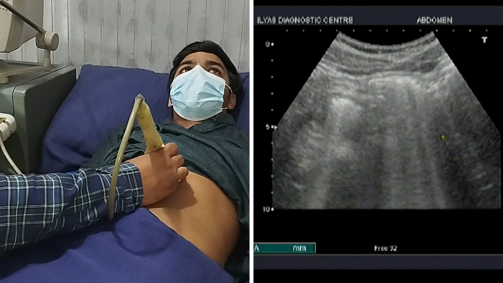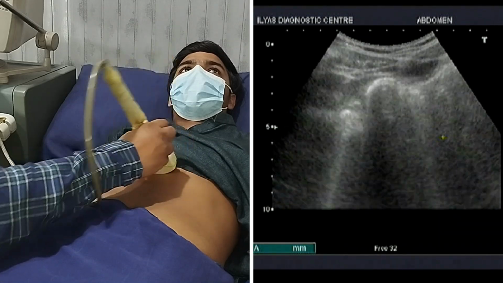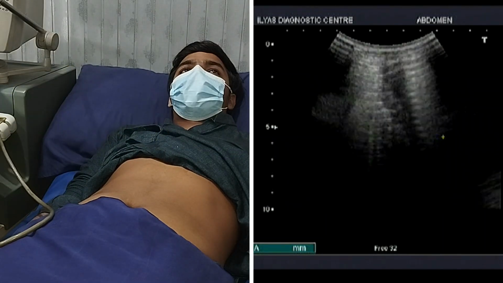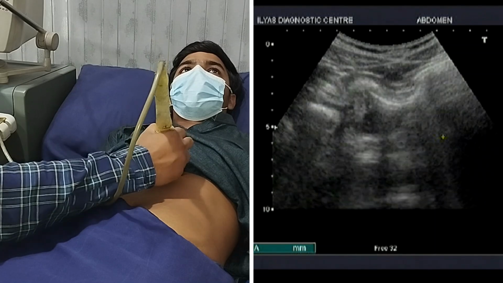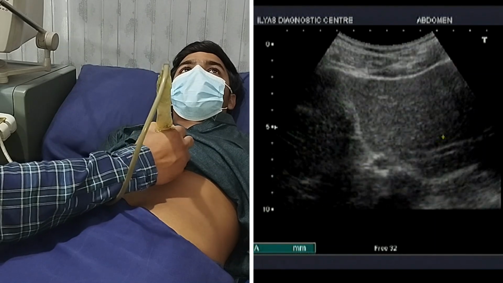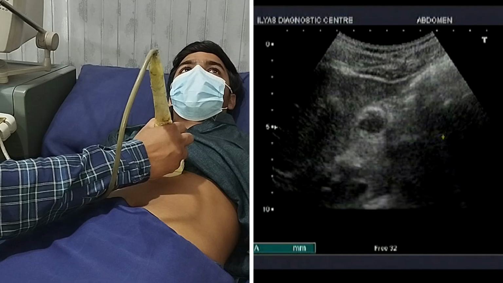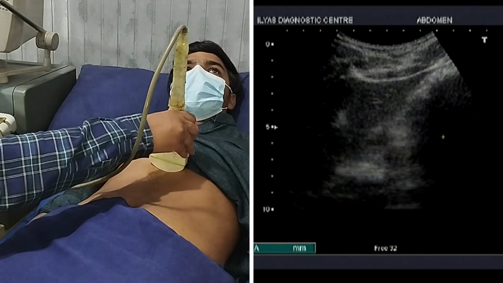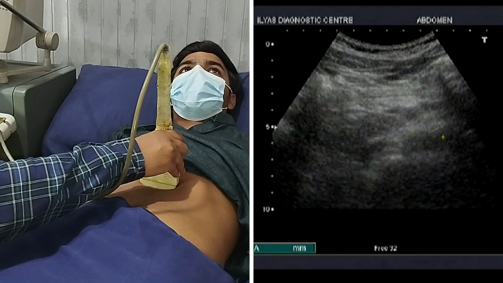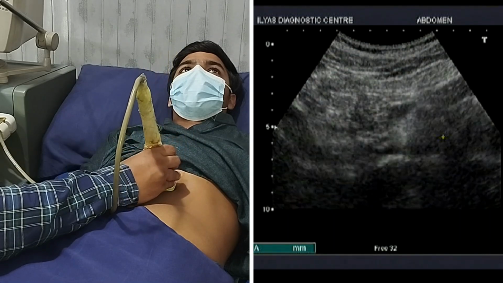As I have told you, it is a difficult organ to be visualized, and it will definitely take some time. It can vary from patient to patient. If the patient is thin, lean, the pancreas will be visible relatively easily. If a person is a little bit overweight, it will be very difficult to visualize the pancreas.